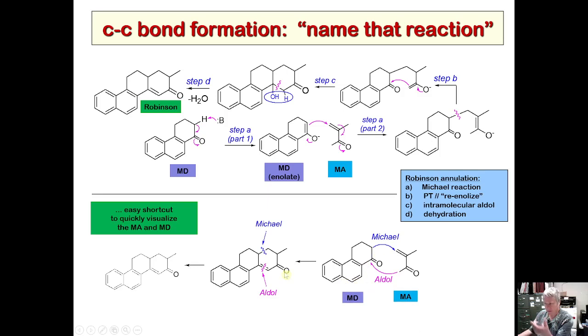So this is a shortcut. We just quickly got from the Robinson product to the Michael donor and the acceptor in like 5 seconds. I mean, as long as you can see the 6-member ring and then draw the two squiggly lines in the right place, you can quickly figure out what the Michael acceptor is. All right.